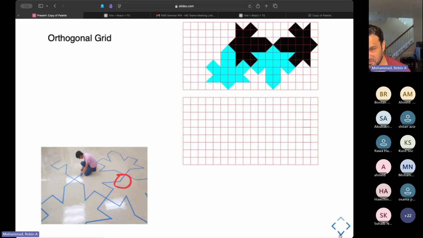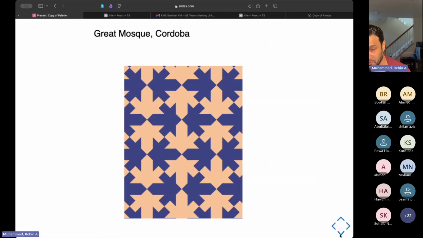This pattern is from Spain, from Cordoba, which is very famous for Islamic geometric patterns. And there is a place there called Alhambra, which means the red one, and that place is called the Mecca of group theory. So if you are an algebraist or if you love groups, you must go there, because it's considered the Mecca of these people.